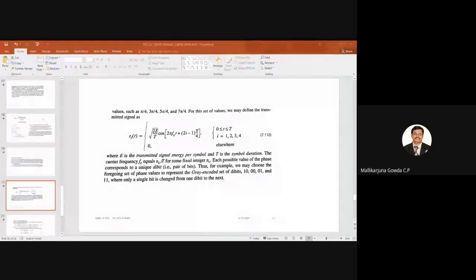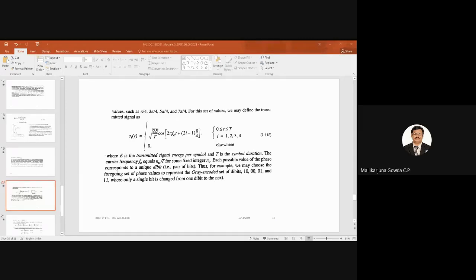Quadrature phase shift keying. So it means there will be 4 phases, right? In case of binary phase shift keying, only 2 phases. Bi means 2, right? I will be conveying symbol 0 with one phase and symbol 1 with another phase. In case of quadrature phase shift keying, I can have 4 phases.